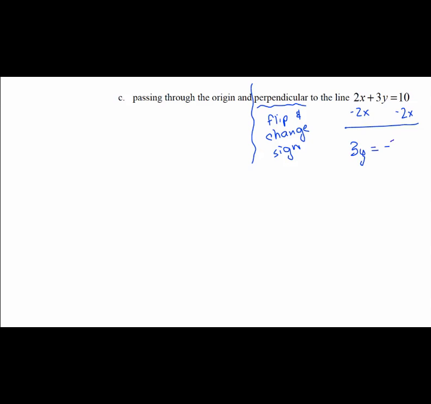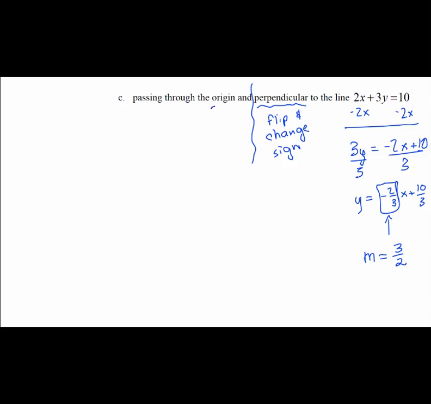3y equals negative 2x plus 10. Dividing both sides by 3, we get y equals negative 2/3 x plus 10/3. So the slope of this line is negative 2/3, so that means that our slope is going to be what we get when we flip that and change the sign. That one is negative, so our slope is positive, and flipping over the 2/3 gives us 3/2.